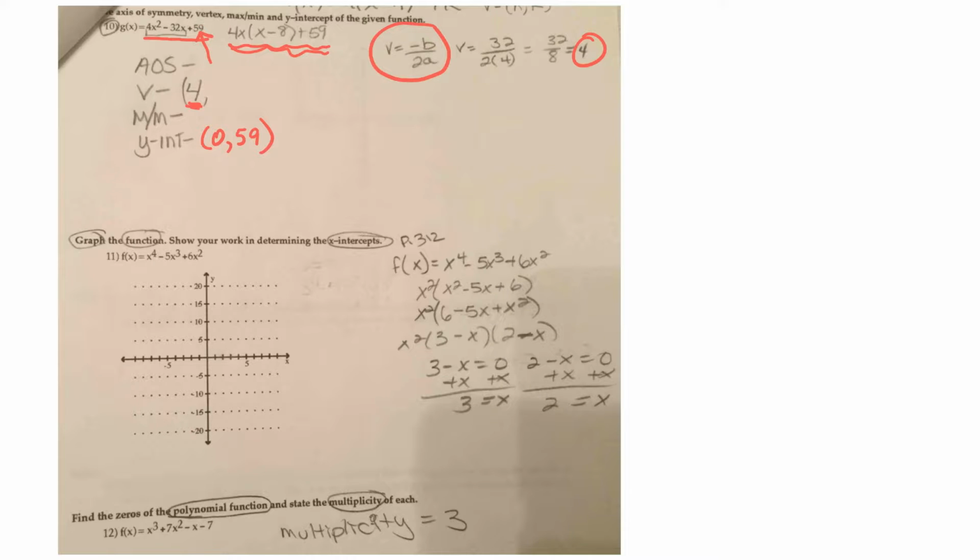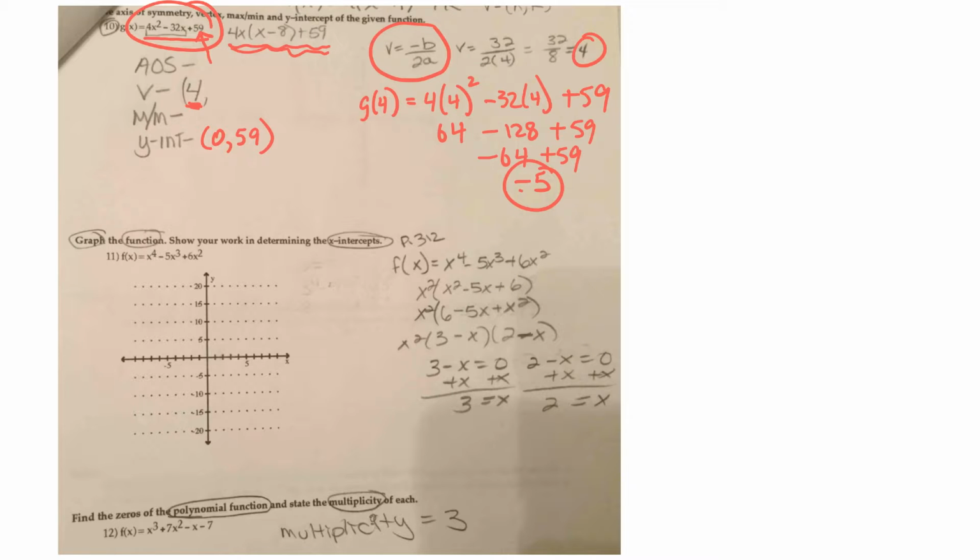To find the y coordinate, you just plug in a value of 4 for the function. So everywhere you see an x in this function, you plug in a 4. 4 squared is 16, and 16 times 4 is 64. Minus 32 times 4 is 128. Plus 59, so that'd be negative 64 plus 59, which is negative 5. So negative 5 would be the y coordinate of that vertex.